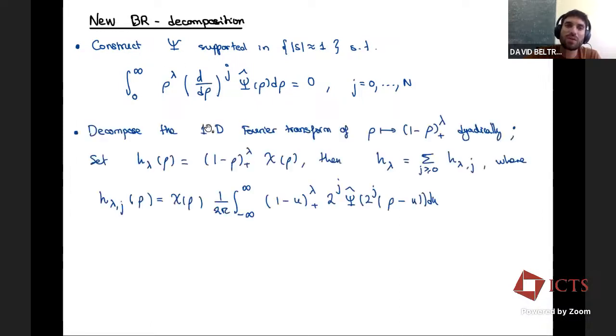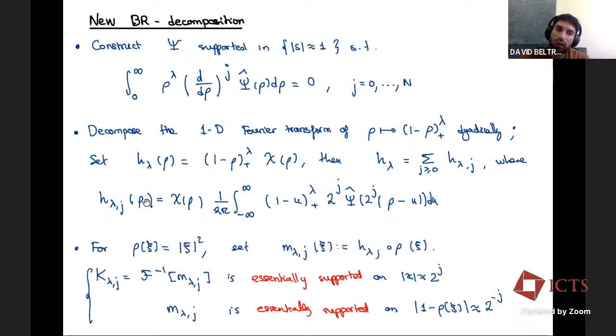Okay, once we construct this, we then decompose the one-dimensional Fourier transform of the multiplier, of the Bochner-Riesz multiplier, dyadically. So we decompose that dyadically, and now we apply that to our raw function being modulus of psi squared. And that gives us a decomposition of the original Bochner-Riesz multiplier.